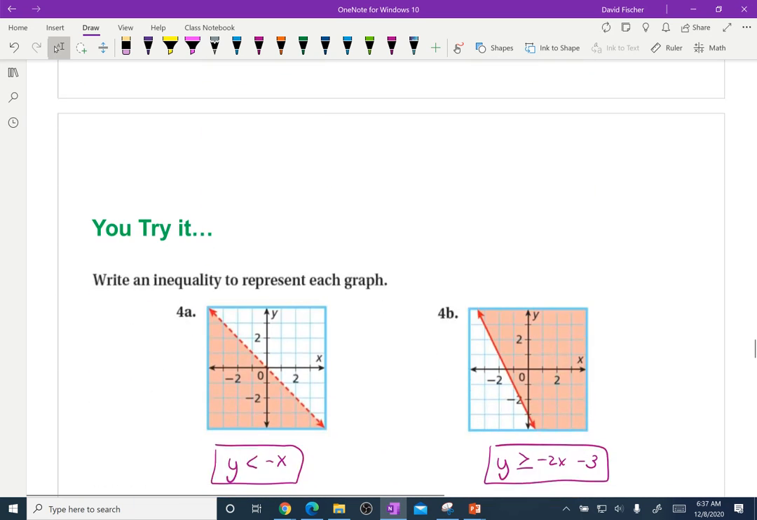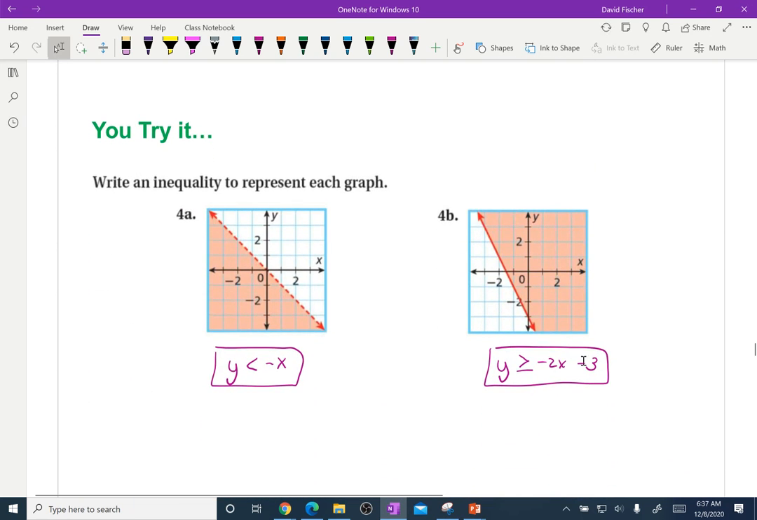All right. Let's see how you did. I got y is less than -x. You could say -x plus 0 because the y-intercept was 0. And over there, I got y is greater than or equal to -2x minus 3.